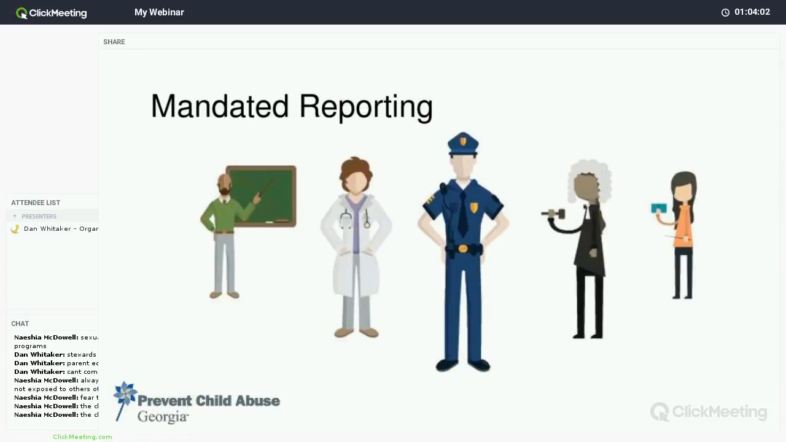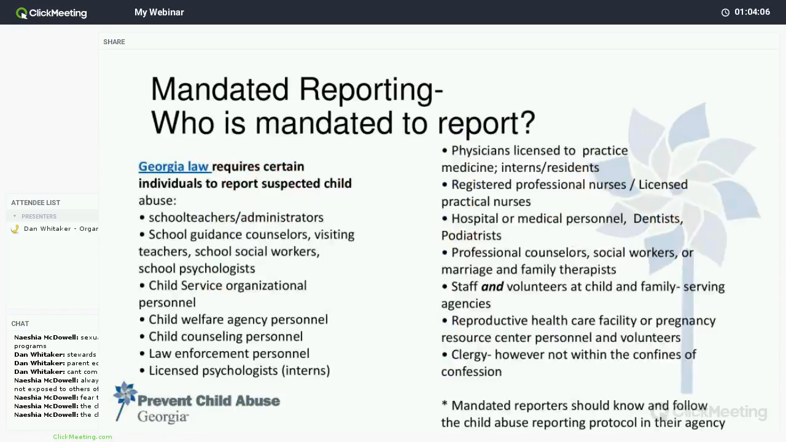So now we're going to go into a little bit more about mandated reporting. This includes most people who come into contact or are in direct contact with children professionally or through volunteering. New to the Georgia law are volunteers, for example, teenage volunteers at summer camps, and clergy. The only way that clergy have an exception is if it is within the confines of a confession that is included within the doctrine of that church. Otherwise, clergy are required to be mandated reporters as well.